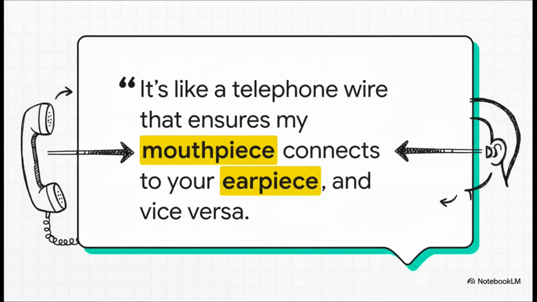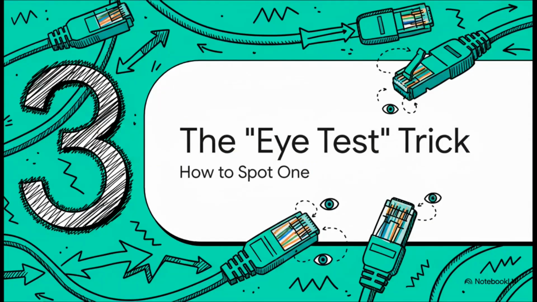I just love this analogy because it makes the concept crystal clear. A standard cable connects mouthpiece to mouthpiece and earpiece to earpiece. Total chaos. But a crossover cable, that's the smart engineer who realized, hey, wait a minute, you need to connect the mouthpiece to the earpiece for a conversation to actually work. It's just perfect, right?